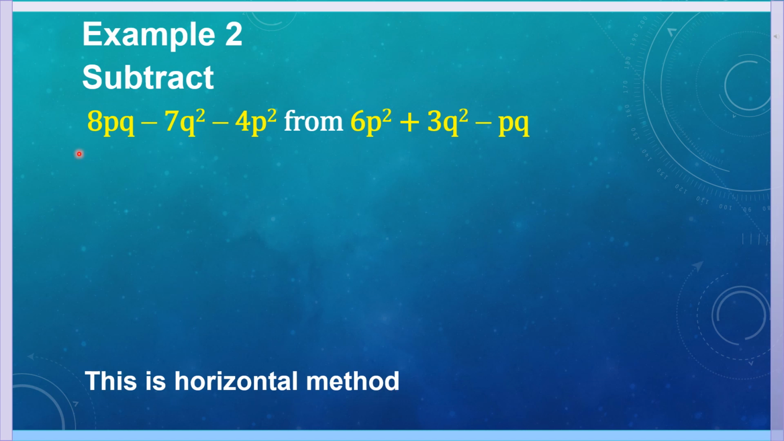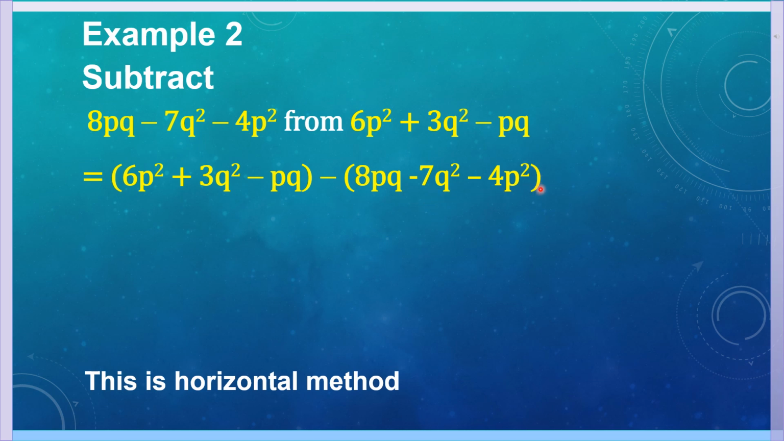First, we have to write this expression in brackets. 6p square plus 3q square minus pq, minus, in the bracket, 8pq minus 7q square minus 4p square. Now we must open the brackets. 6p square plus 3q square minus pq minus 8pq, minus minus becomes plus in multiplication, plus 7q square plus 4p square. Now we separate the like and unlike terms.